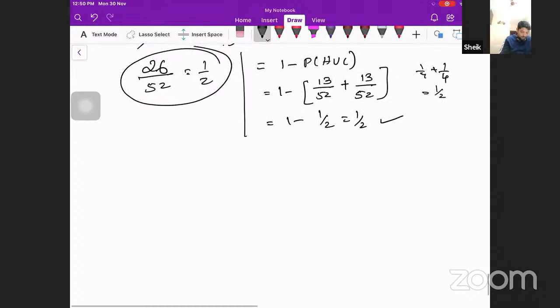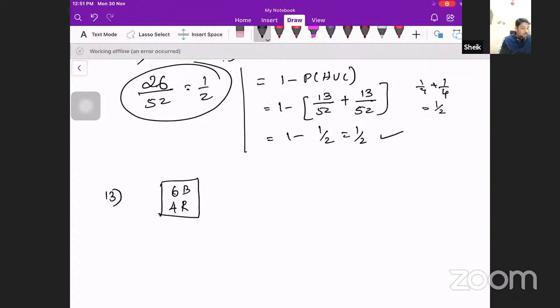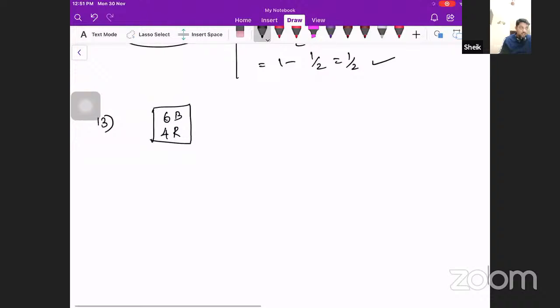Now come to sum number 13. What is sum number 13? 3 balls are drawn at random from a bag containing 6 blue and 4 red balls. Total, how many balls are drawn? 3 balls. So my N of S is, total there are 10 balls, out of 10, 3 balls are drawn. This is my N of S.